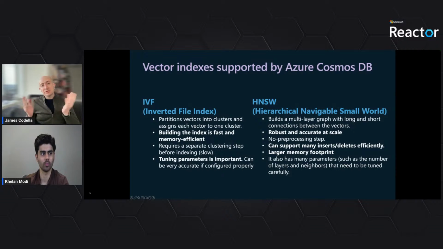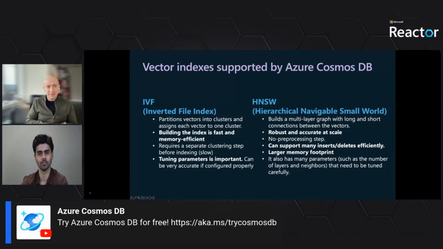So I mentioned vector search, right? So the idea is I have a question from a user and I want to find the most similar documents in my database in Cosmos DB, the documents that are most similar to that user's question. And so when I do a vector search, I would need to build a vector index in my database. And today there are two vector indexes supported by Azure Cosmos DB for MongoDB vCore and Azure Cosmos DB Postgres. The first is the IVF index or inverted file index.